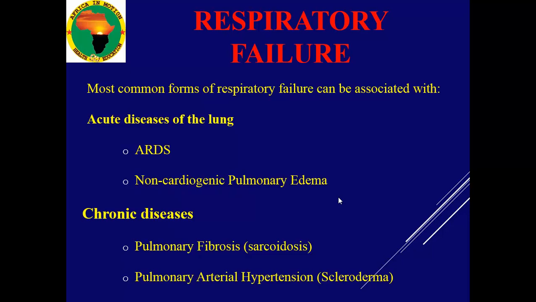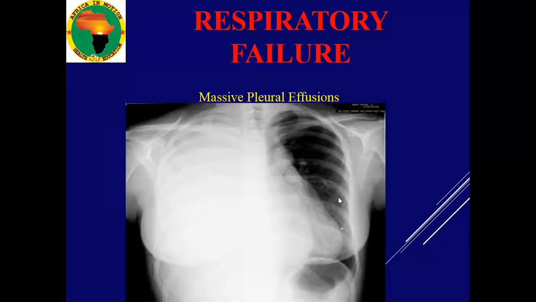The causes of respiratory failure can be acute or chronic, but the most common forms of respiratory failure can be associated with what? Acute diseases or chronic diseases. An example, acute respiratory distress syndrome, non-cardiogenic pulmonary edema. Then the chronic ones, we can take the example of pulmonary fibrosis, like in sarcoidosis, and pulmonary arterial hypertension, like in scleroderma. So these conditions can be the trigger, okay, of respiratory failure.